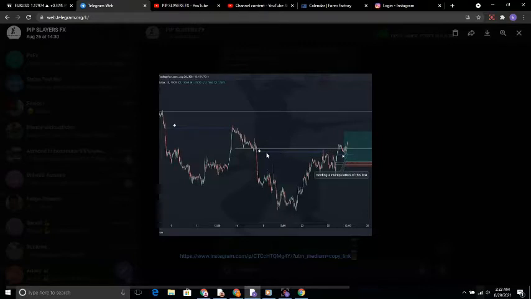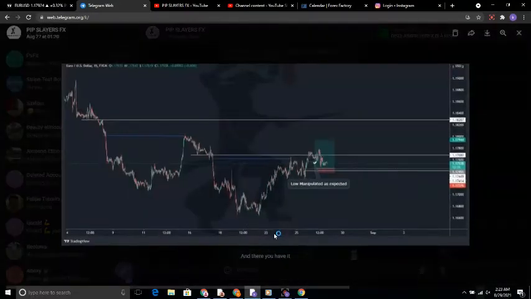Here we have a markup sent to the Telegram channel. This is the markup before our entry, and this is the markup after our entry. Now moving on to the charts.